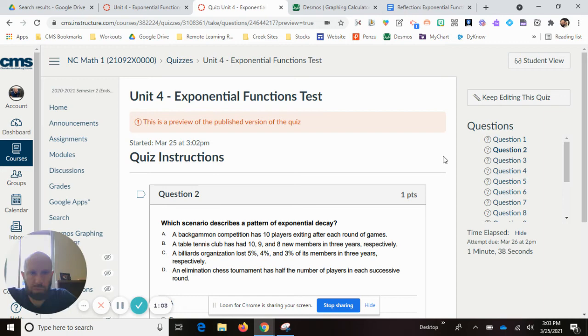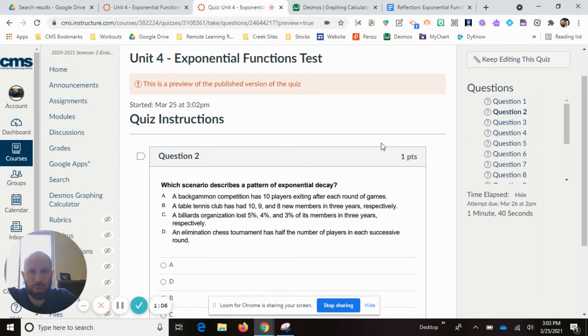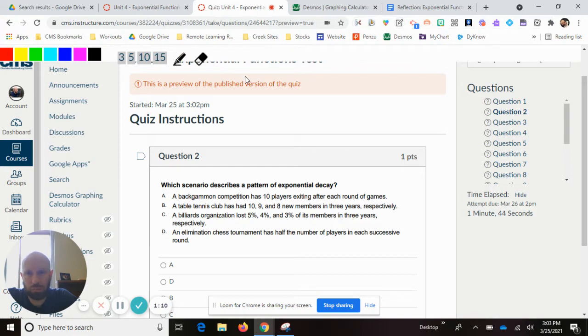Question two, which one is exponential decay? Exponential decay means we are decreasing, and we need to be dividing. This is the key word here, half. If you're doing half of something, that means either you're dividing by 2 or you're timesing by a half. Remember, exponential means that we're multiplying or dividing. This first problem, you're minusing 10 each time. This second one, you're minusing 1 each time. This third one, you're minusing 1 each time. So the answer would be D.